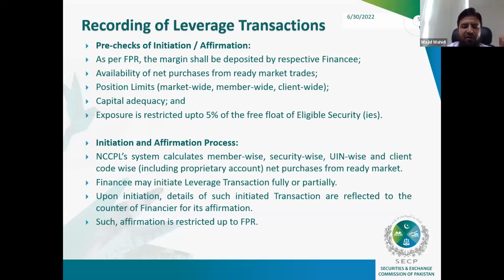Upon initiation of the transaction, the financier has the system. It will see that some investor has initiated a financing transaction, and it will basically affirm the transaction: yes, I will give the rest of the amount to finance his trade. So 25% is paid by the investor and 75% by the financier. Upon such affirmation, the financial obligations shift from the investor to the financier, and thereafter the transaction shall be carried on.